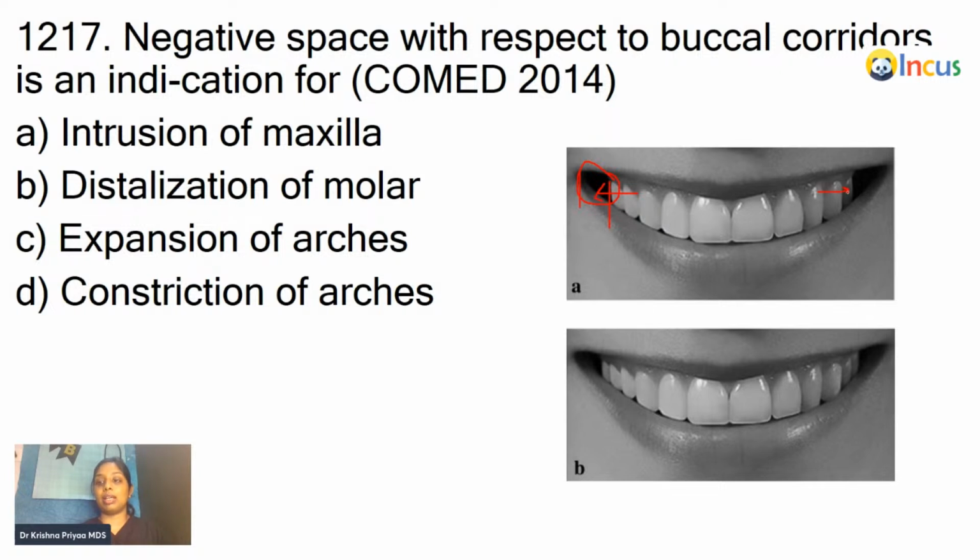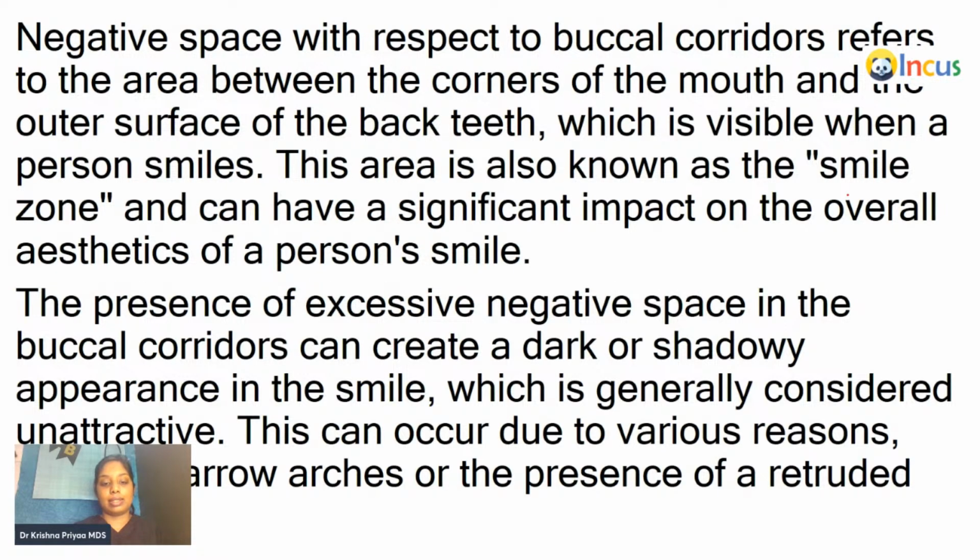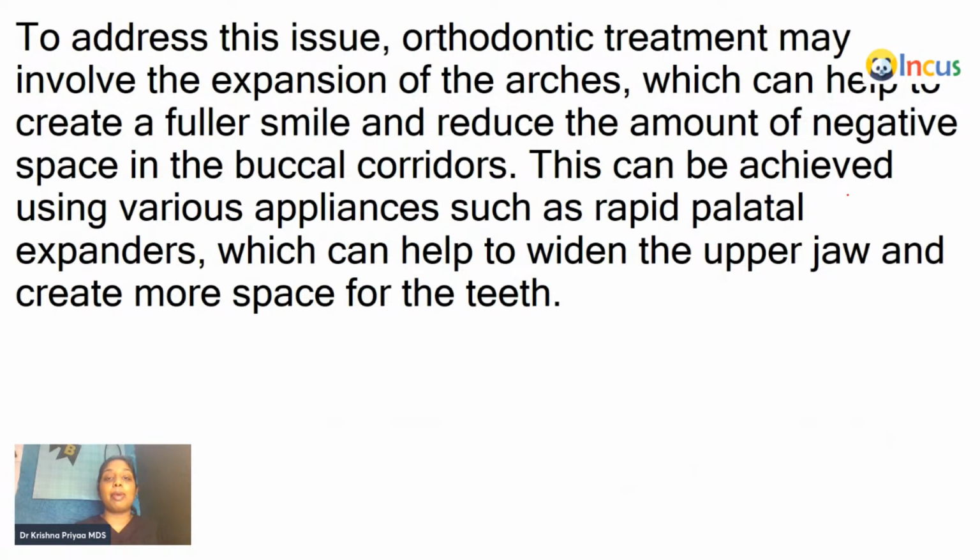So whenever you see the buccal corridor space, it is generally a transverse kind of condition. So what kind of movement can be done transversely? Expansion can be done. So the answer here would be expansion of the arches. When it comes to intrusion, it won't be using the space in an optimal manner, but constriction of the arches will further worsen the given scenario. So the expansion of the arches will be the right answer for this question. And in most of the conditions, it may also be an indication for the expansion to take place.